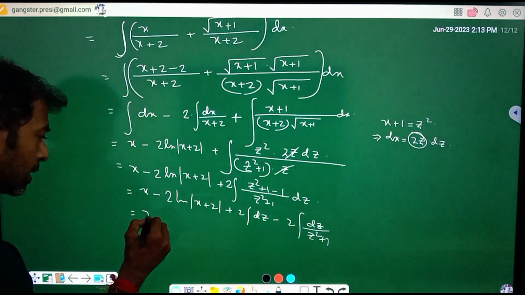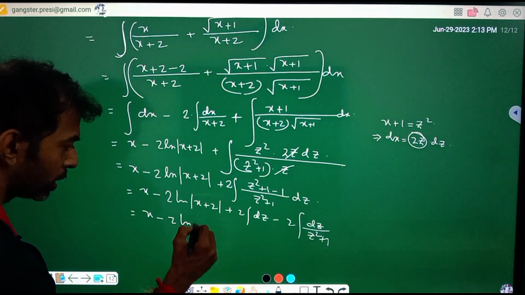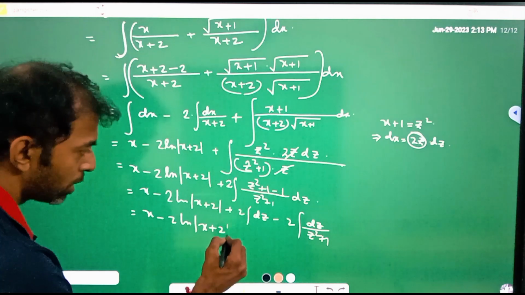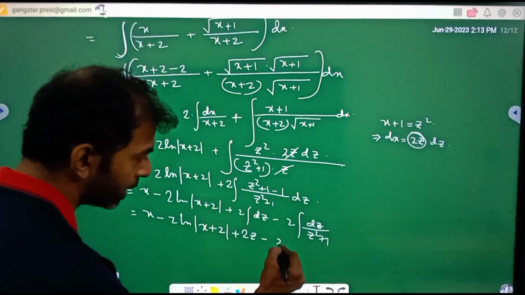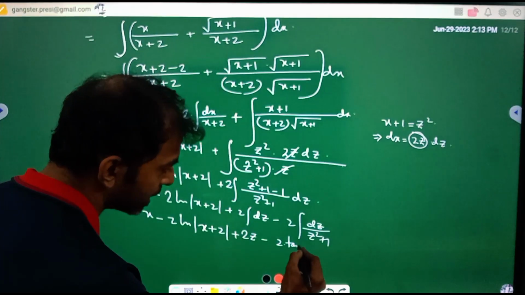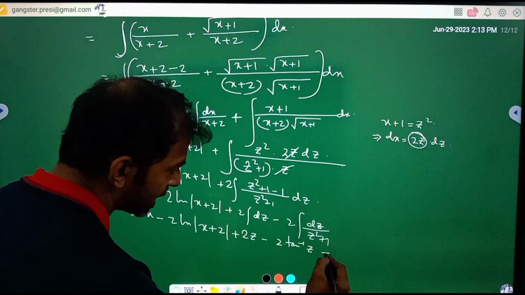Now, what will be the result here? x minus 2 log mod x plus 2 plus 2 integration dz will be z, and that will be 2 tan inverse z plus c.